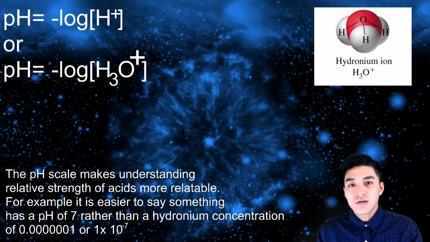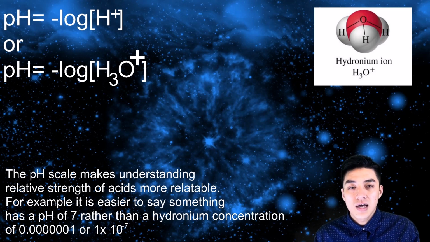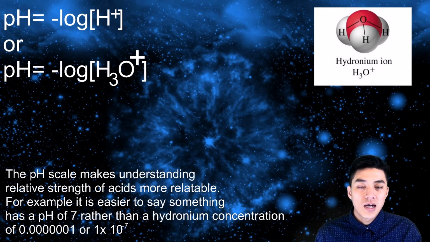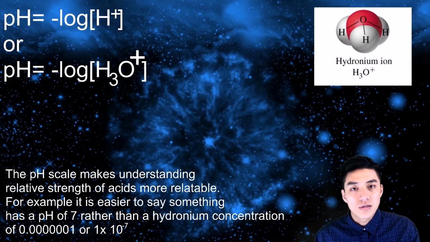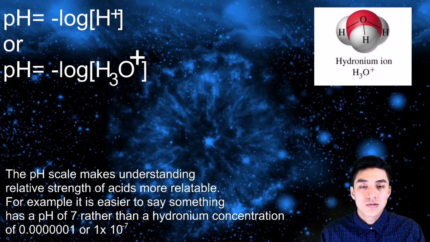The pH scale makes understanding the relative strength of acids and bases a lot easier. It's a lot more relatable to say that something has a pH of 7 instead of saying that it has a hydronium concentration of 0.000001, or 1 times 10 to the negative 7 molarity. It's a lot easier just to say something has a pH of 7, or a pH of 6, or a pH of 5, and so on and so forth.